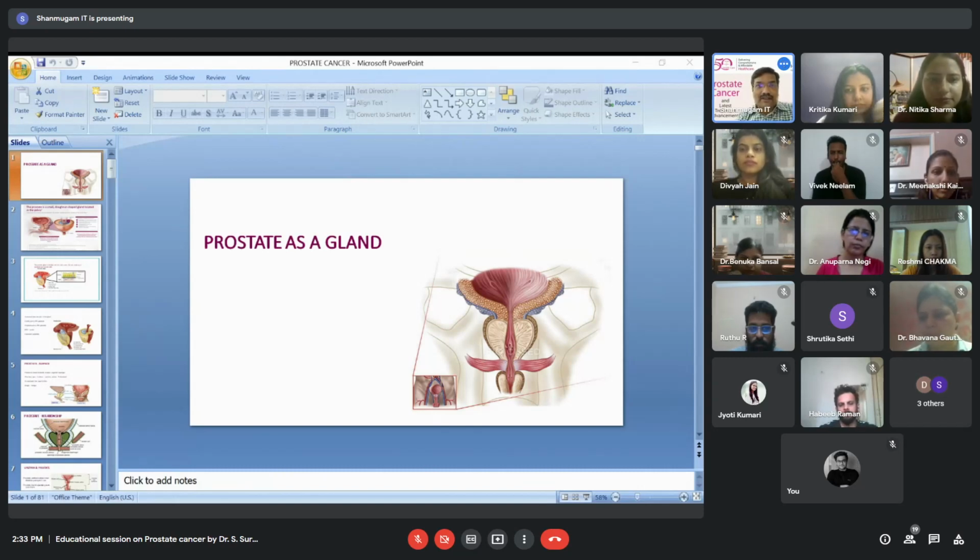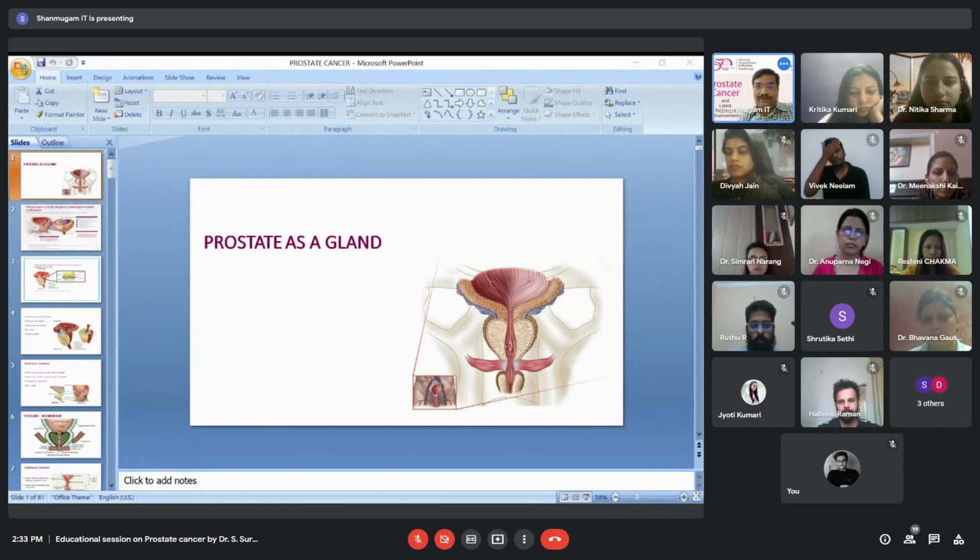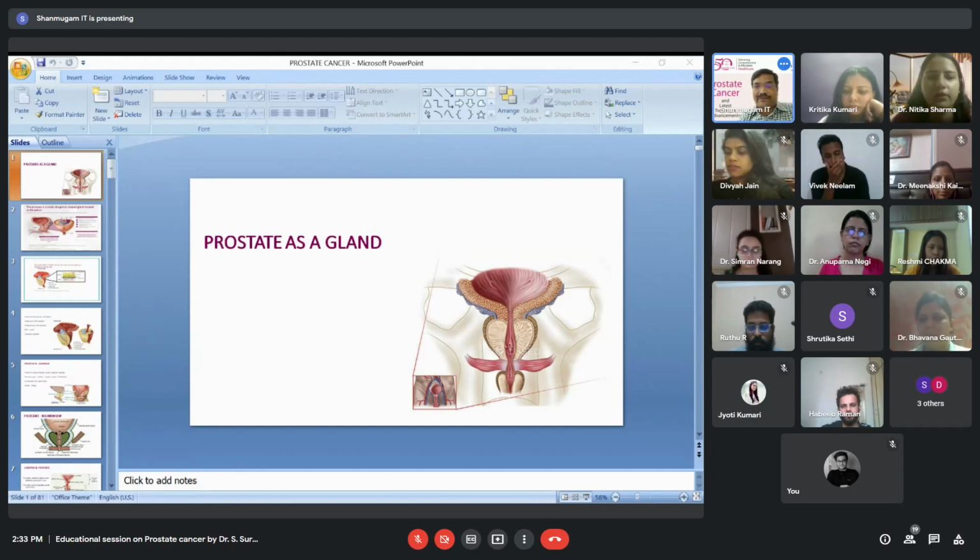So the prostate as a gland, you can see that it's situated just below the bladder in the pelvis. It's a donut-shaped gland, and it encircles the urethra, and it lies between the bladder and the pelvic floor. It's present just in front of the rectum, so it is possible that we will be able to appreciate any size of the prostate by doing a digital rectal examination.